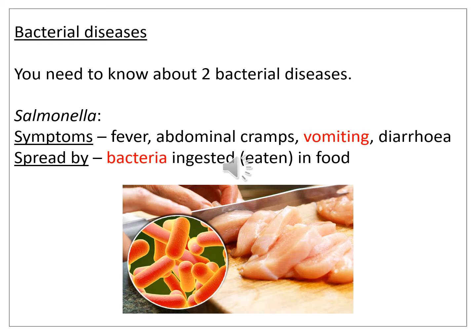You also need to know about two bacterial diseases. The first bacterial disease we'll discuss is Salmonella. Salmonella is the scientific name for food poisoning. The symptoms of Salmonella are fever, abdominal cramps, vomiting, and diarrhea. It's spread by bacteria that have been ingested or eaten on food.